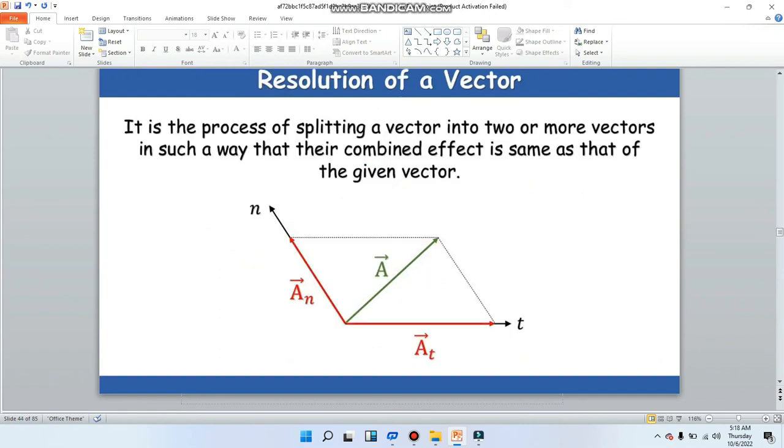Resolution of vector. It is a process of splitting a vector into two or more vectors in such a way that their combined effect is the same as that of the given vector. For example, the vector A is resolved into the two components AN and AT, but their combined effect is the same as that of vector A.